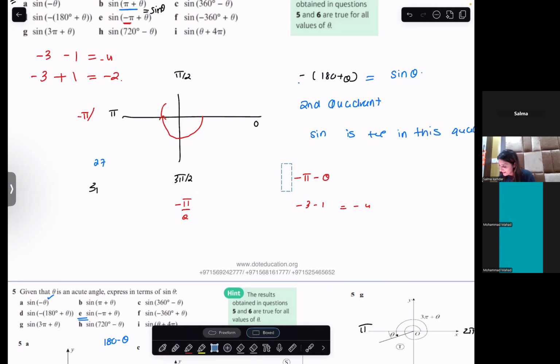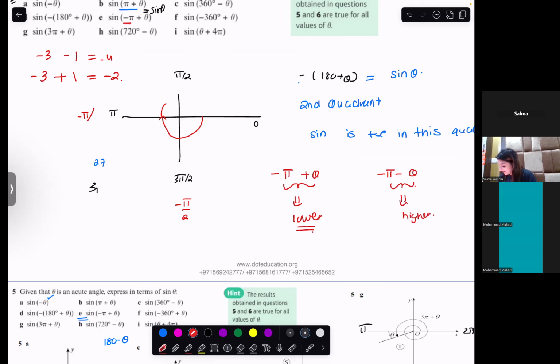Now let's keep this concept in mind and start. If I have minus pi plus theta, this will give me a lower value or higher value? A lower value. And if I have minus pi minus theta, this is going to give me a higher value. Now let's check. I have minus pi. I go in the anti-clockwise direction and touch minus pi. If I go up, it would be minus pi minus theta. But I have minus pi plus theta.